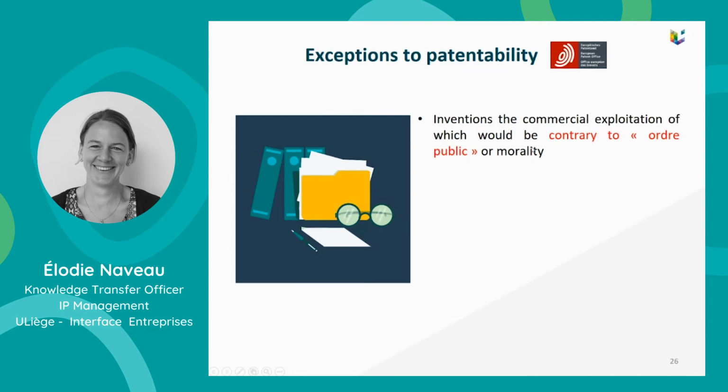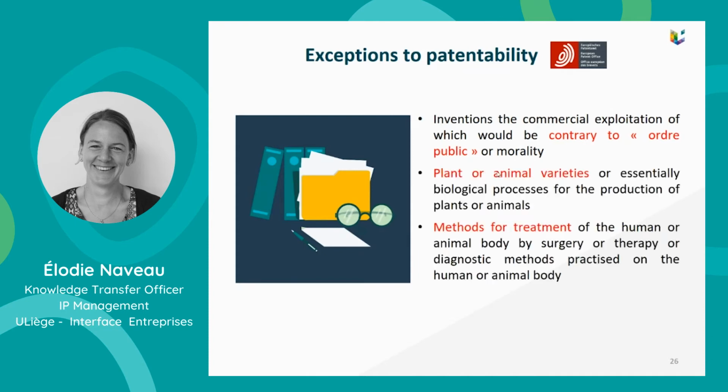An example is anti-personnel mines. If there is too much damage possible with a weapon, so then you have no benefit, then it is not patentable. But if in some way you can explain that it is for defense, then it is patentable, but then we will evaluate how damaging it will be for society. That's the ordre public. And morality is more about human embryos, for example. You cannot patent human embryos.